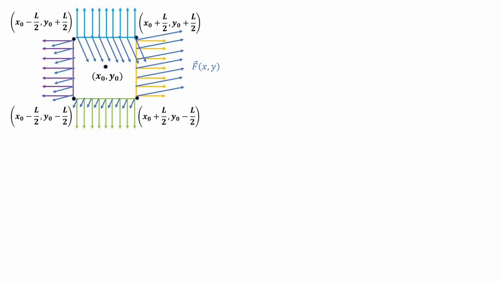So now we will specify a few more variables. We will denote our unit normal vectors as n hat, and they will be equal to the vector (0, 1) for all points on the top of the square, (0, -1) for all points on the bottom of the square, (-1, 0) for all points on the left side of the square, and (1, 0) for all points on the right side of the square.